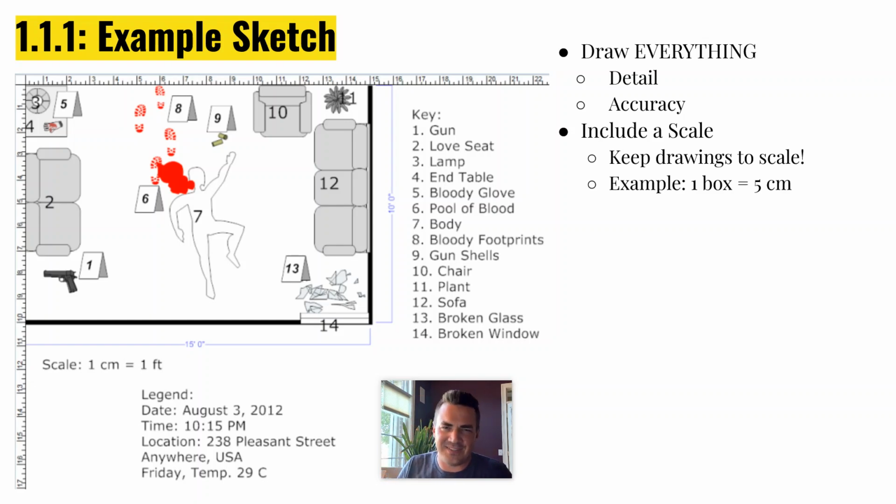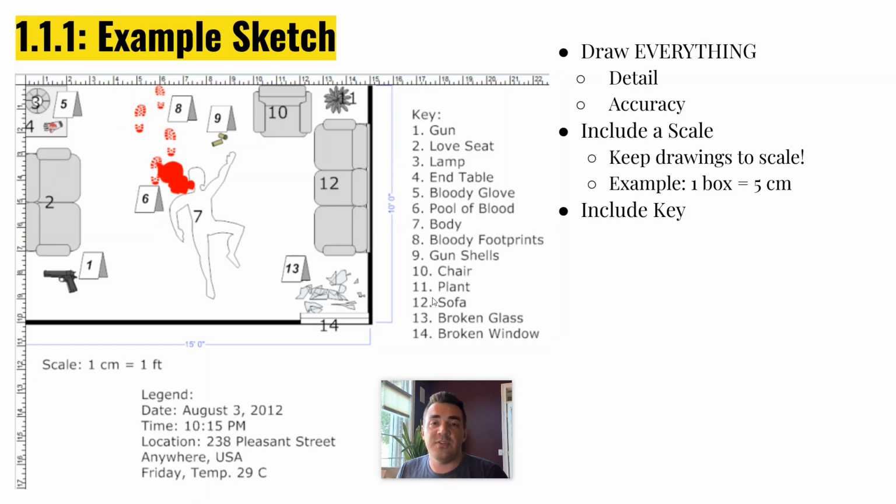Usually we do metric in science, but some of the tape measures for some reason are only in imperial, so you're maybe gonna have to use feet and inches and that kind of thing. But decide on that scale before you draw anything. Figure out, okay, what kind of scale do I want? Make sure you include that on the page. So like it says right here, scale is 1 centimeter equals 1 foot. Make sure you've written that on your scene.